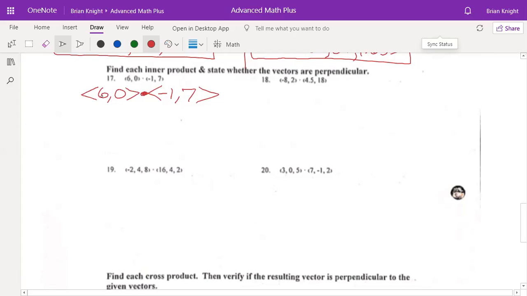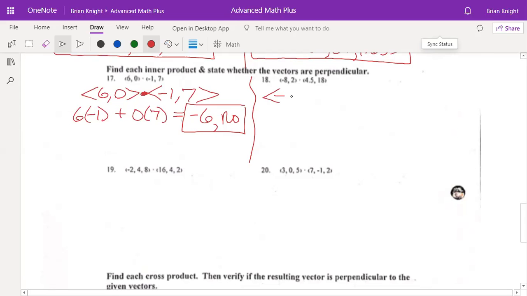Inner product. You multiply the parts and then do what with them? Add them up. So 6 times negative 1 plus 0 times 7. That is negative 6. Okay? And if it's negative 6, is that going to be perpendicular? No. Why is that not perpendicular? Because you didn't get what? 0. It's not. Correct.